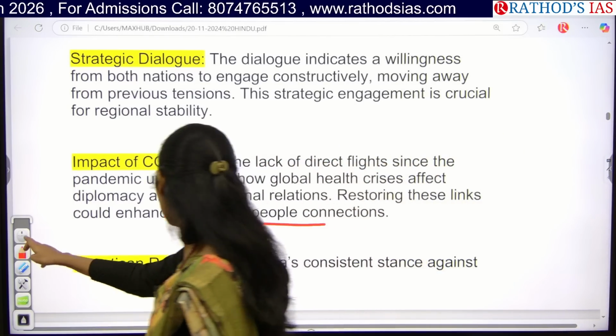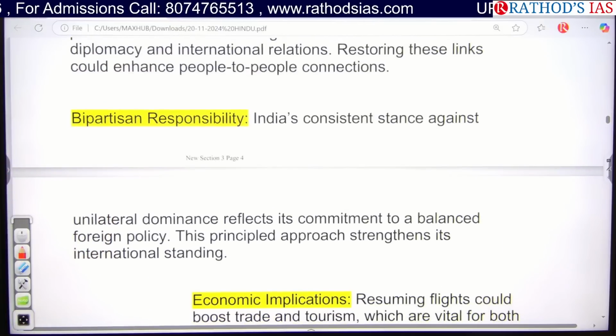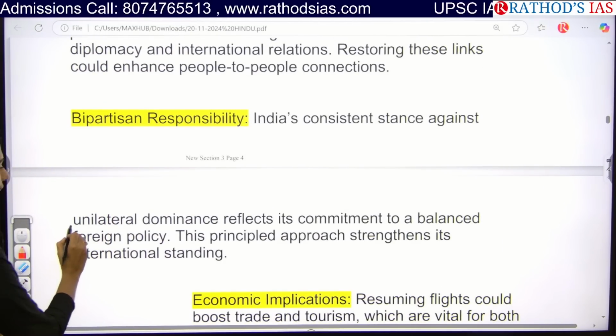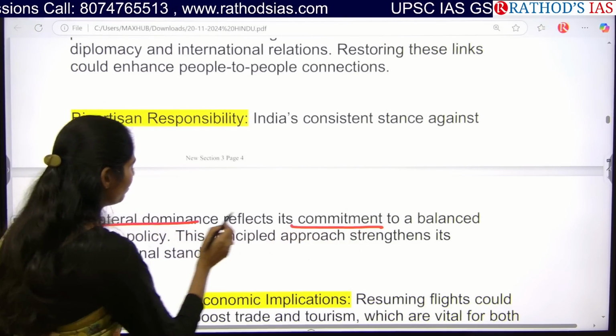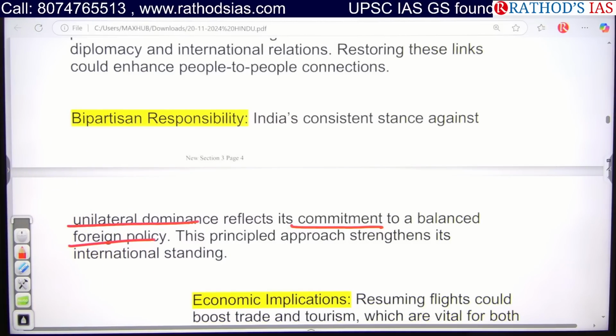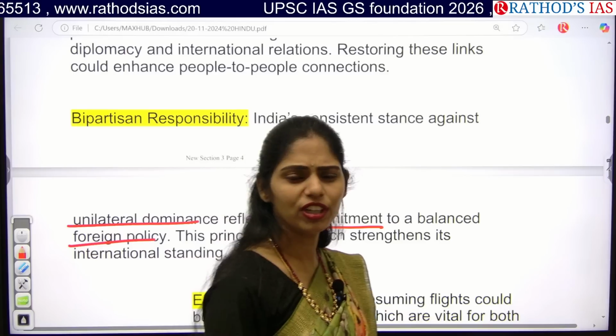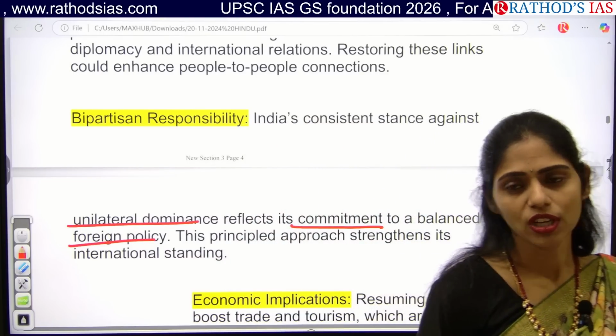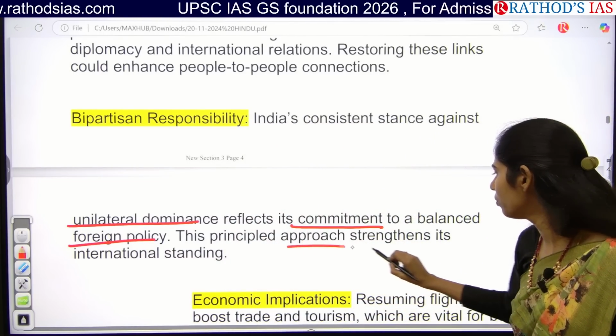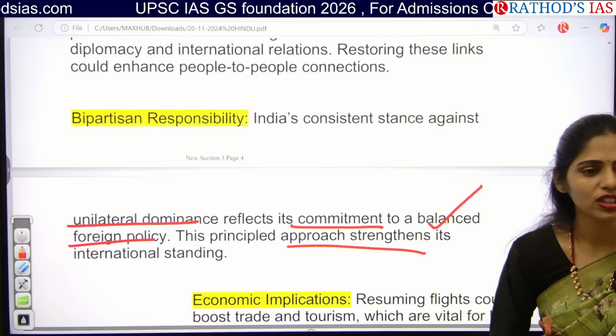And next, India is consistent in its stance against unilateral dominance, which reflects its commitment to a balanced foreign policy. So actually India does not want to become like a big brother, okay? It is not showing that much attitude. So because of this, we are focusing on strengthening ties with different countries.